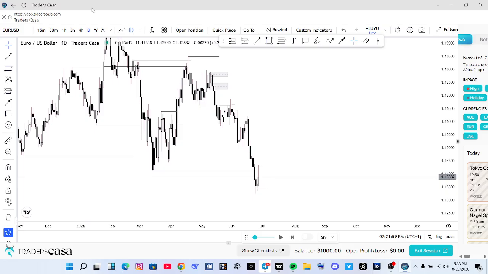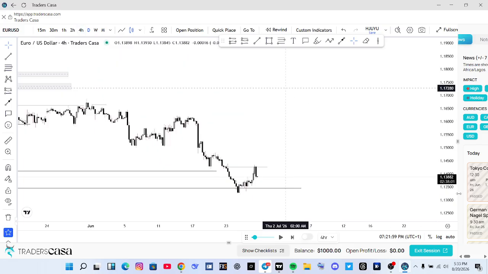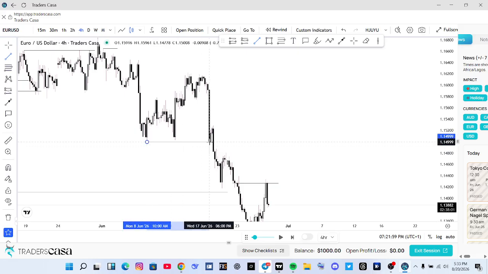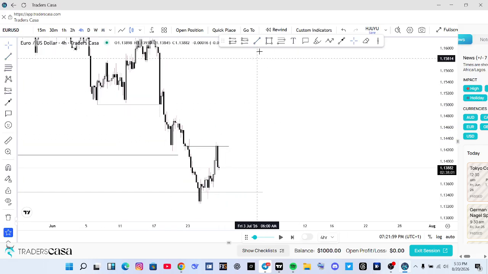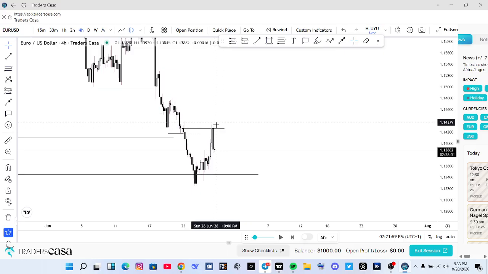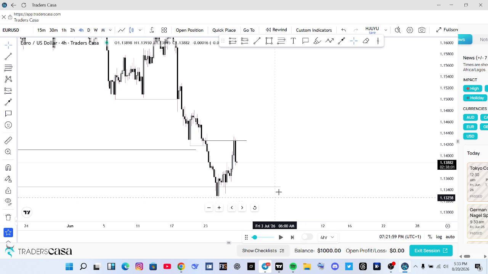This rejection is already on the key level. So, based on the current structure, this is a break of structure here, and this one is an internal break, or let's just say 1 hour break of structure. So there's a possibility that price will still sell from here, or there's a possibility that price will buy. Since you don't know which direction to follow, just do nothing for now.